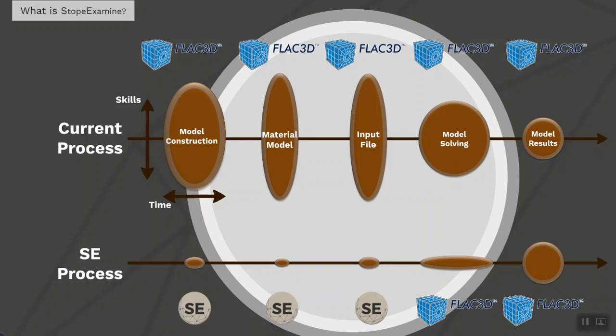So in the model construction phase, in current processes, we need all the input files like topography and stope shapes and development shapes, and we create the model. This is rather time consuming and requires quite a lot of skills to know what to do in the current processes. Material model is the built-in material model, and this again takes quite a lot of skills to understand what's going on here. Not necessarily a ginormous amount of time, but certainly significant.